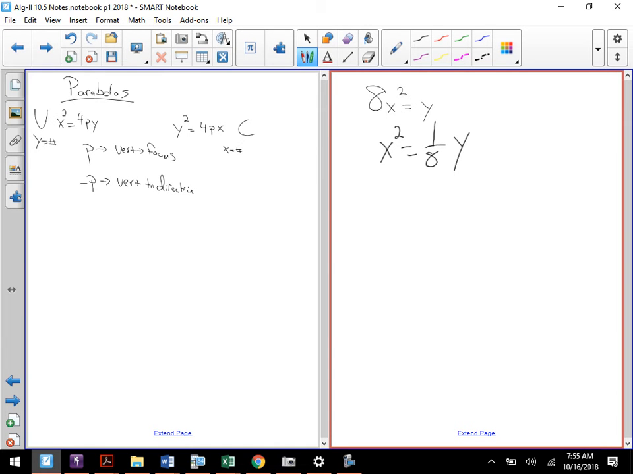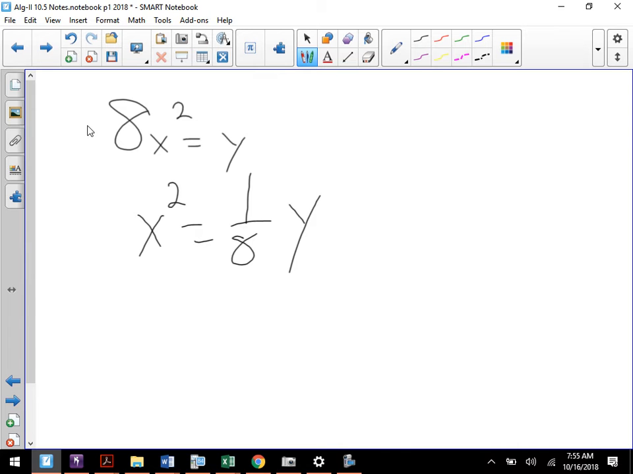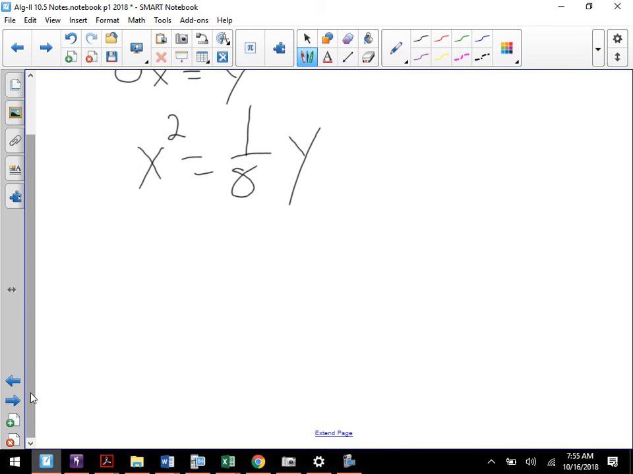Now, in order to identify all the parts, what do I have to do with that 1/8? Yeah, you're right, set it equal to 4p to figure out what the p value is. So I know that 1/8 is playing the role of the 4p. So you would divide by the 4 and you get 1/32. So that p value tells you that your distance from your center to your focus is 1/32. Whatever, I mean, it's cheesy, I get it. But could you fudge it enough on a graph if you had to?